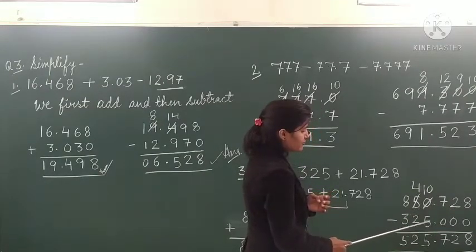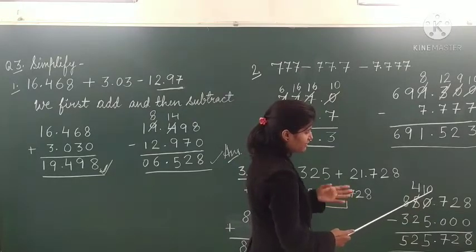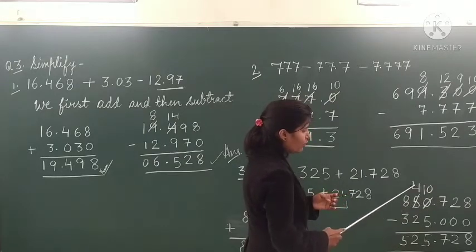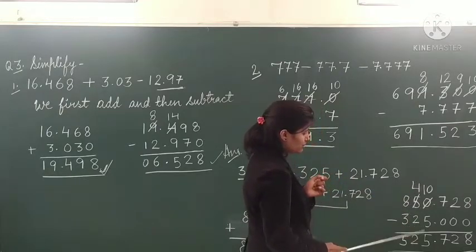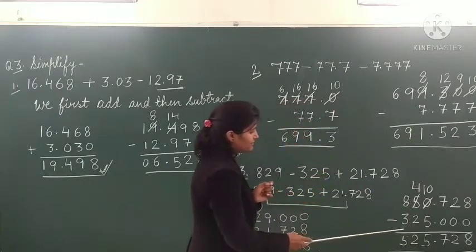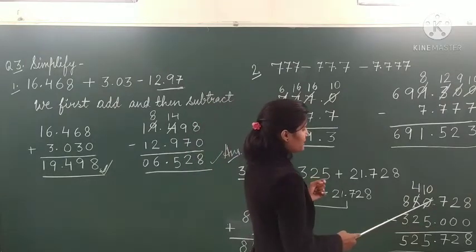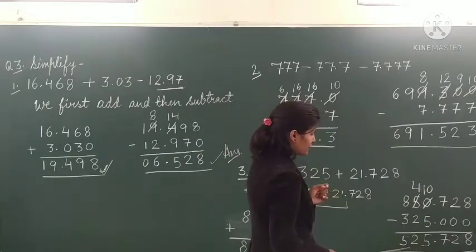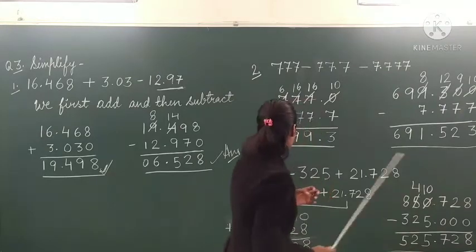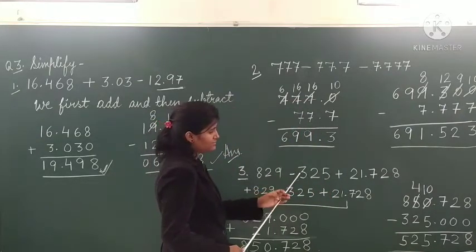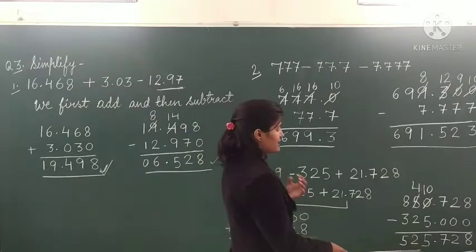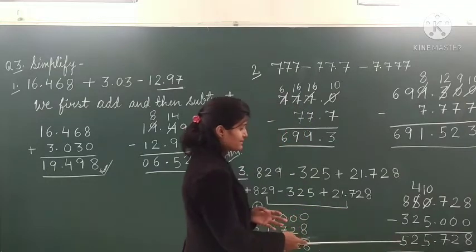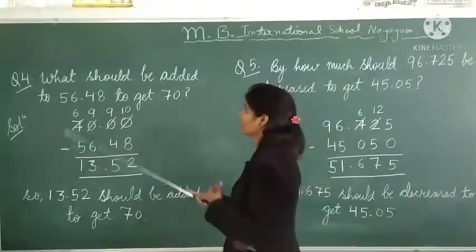We cannot subtract 5 from 0. We have to borrow it from 5. When we borrowed 1 from 5, we got here 10. 10 minus 5 is 5, and here it is 4, because when it gave 1 to 10, it becomes 4. 4 minus 2 is 2. 8 minus 3 is 5. So when we subtract 325.000 from 850.728, we got 525.728. So when we simplify 829 minus 325 plus 21.728, we got our answer as 525.728.